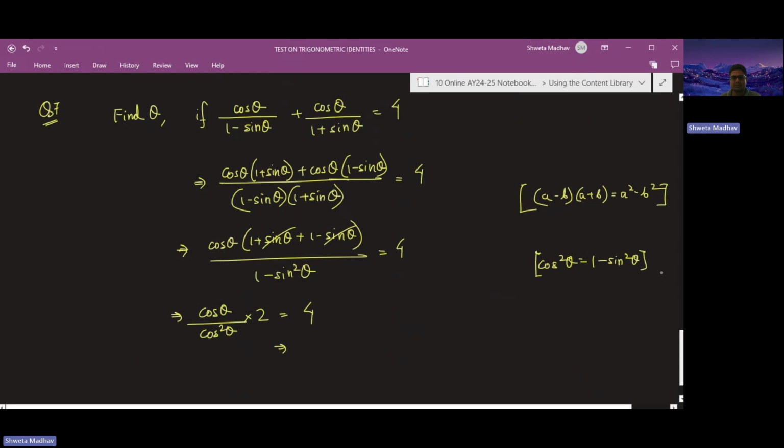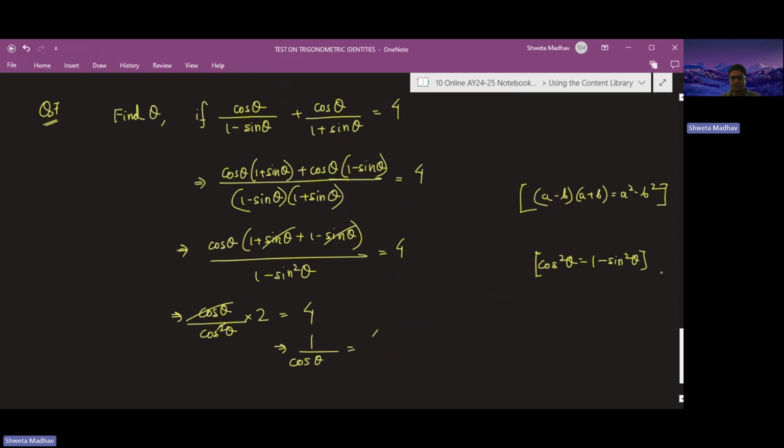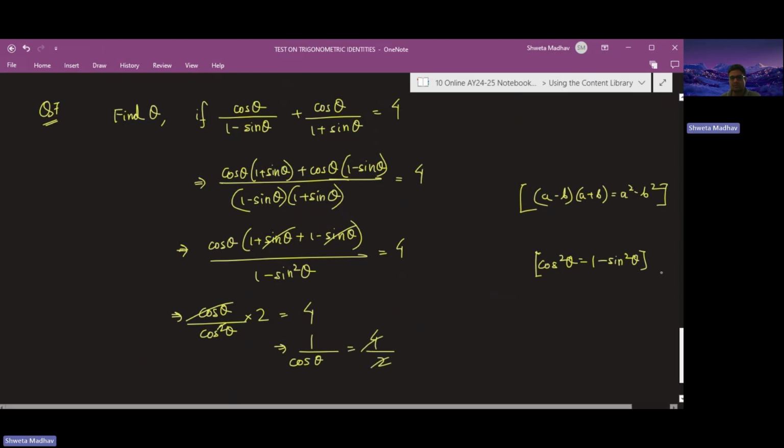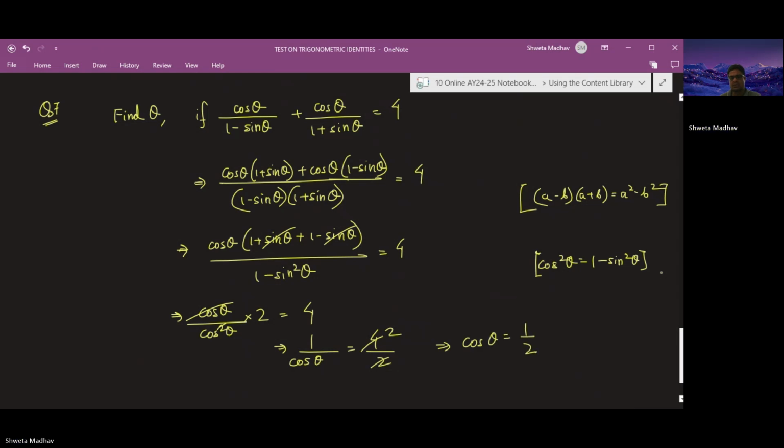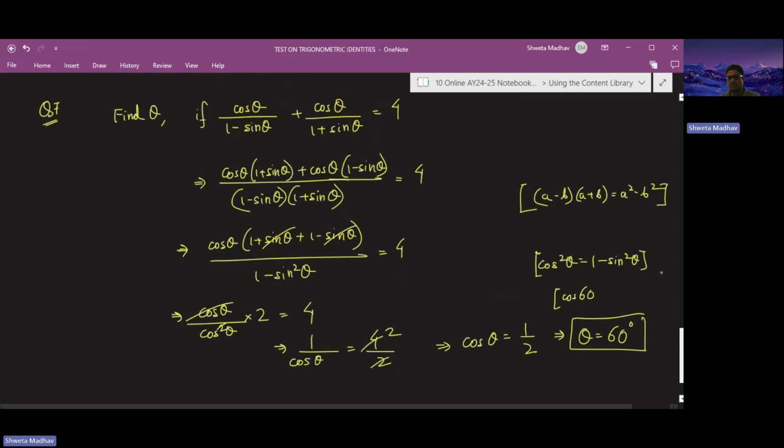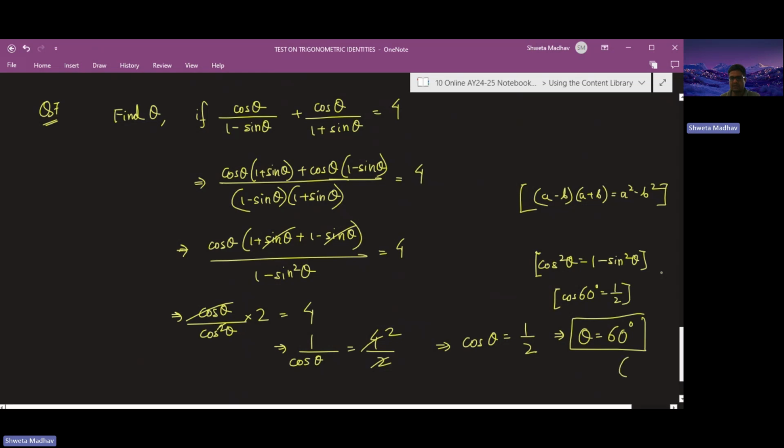So therefore now cos theta and 1 cos theta will get cancelled. So we can say 1 by cos theta is equal to 4 by 2, which is equal to 2. So therefore I can say cos theta will be equal to 1 by 2. Now cos theta is 1 by 2, it means that theta will be equal to 60 degrees. Since we know that cos 60 degrees is equal to 1 by 2. So therefore the required value of the angle theta is 60 degrees.